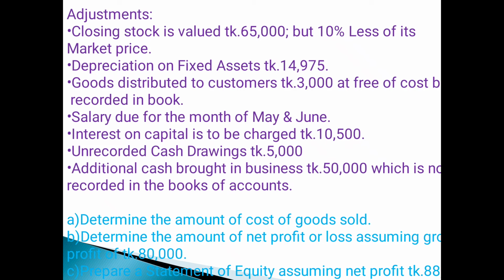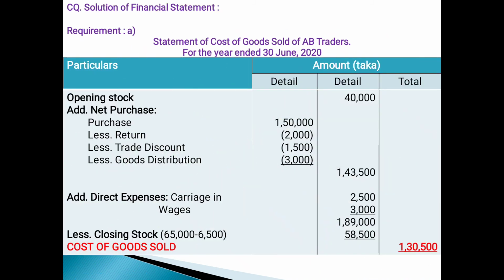Dear learners, at first you have to draw a 3 format for completing the 3 requirements. Requirement A, statement of cost of goods sold. The same format is available for preparing a statement of financial condition. The first one is cost of goods sold. Statement of cost of goods sold of AB Traders for the year ended 30 June 2020. Columns are particulars, amount detail, amount taka total.